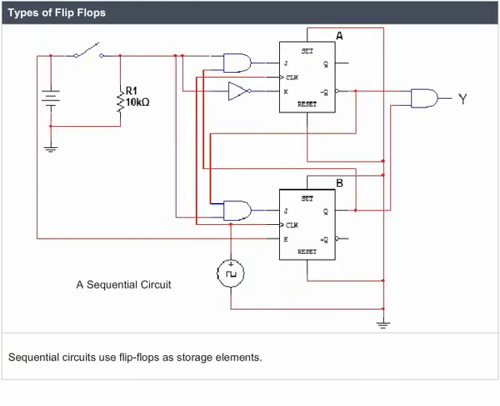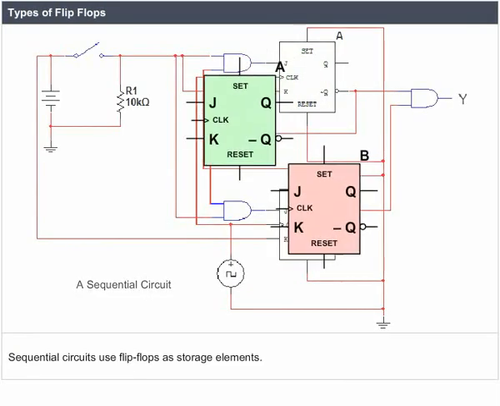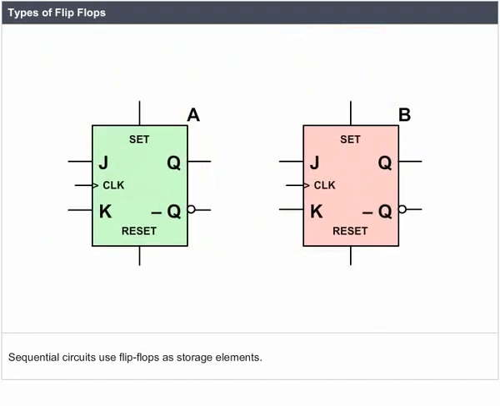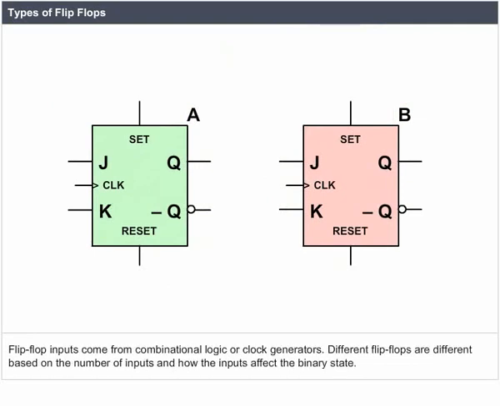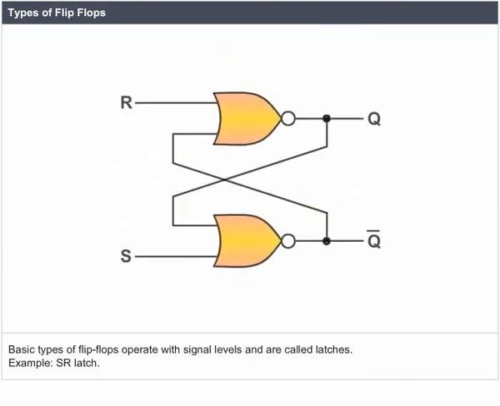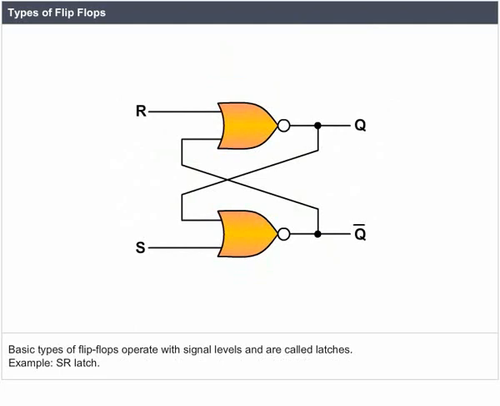Types of flip-flop. Sequential circuits use flip-flops as storage elements. A flip-flop is a binary storage device that saves one bit of information. The outputs can come from flip-flops or combinational logic. Flip-flop inputs come from combinational logic or clock generators. Different flip-flops are different based on the number of inputs and how the inputs affect the binary state. Basic types of flip-flops operate with signal levels and are called latches.